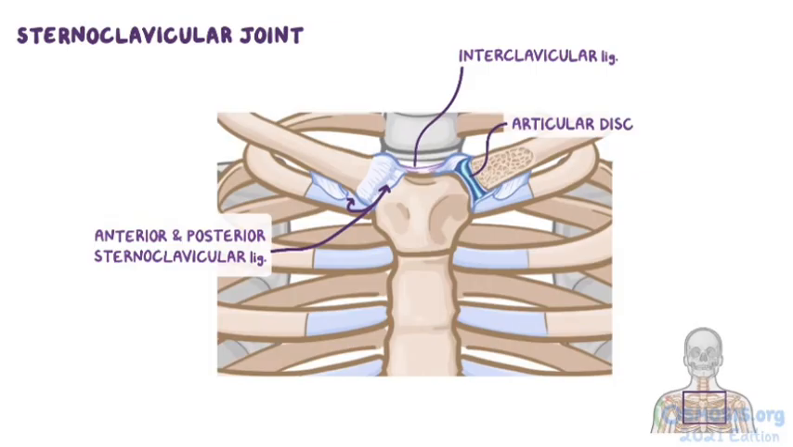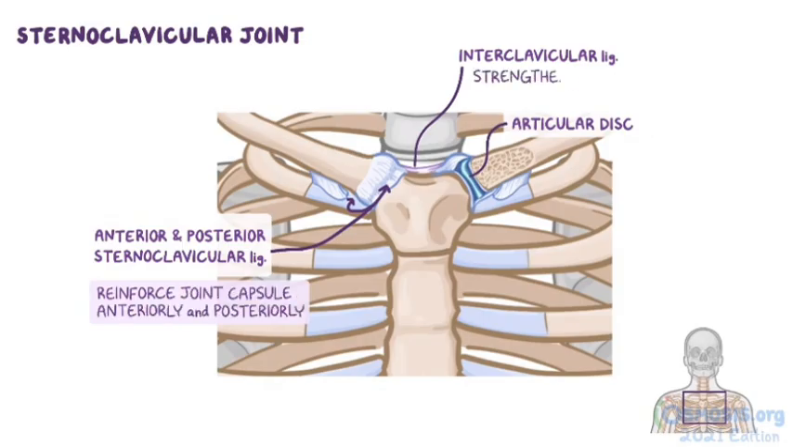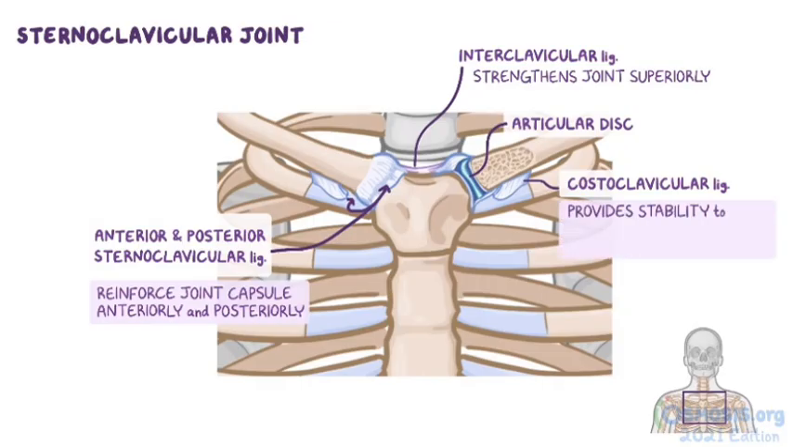The ligaments of the fibrous capsule are the anterior and the posterior sternoclavicular ligaments, which reinforce the joint capsule anteriorly and posteriorly, the interclavicular ligament, which strengthens the sternoclavicular joint superiorly, and finally there is the costoclavicular ligament, which anchors the inferior surface of the medial end of the clavicle to the first rib and its costal cartilage, providing stability to the sternoclavicular joint by limiting the elevation of the pectoral girdle.